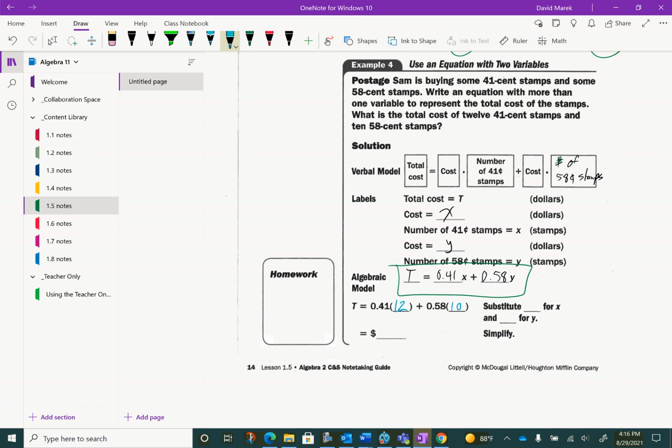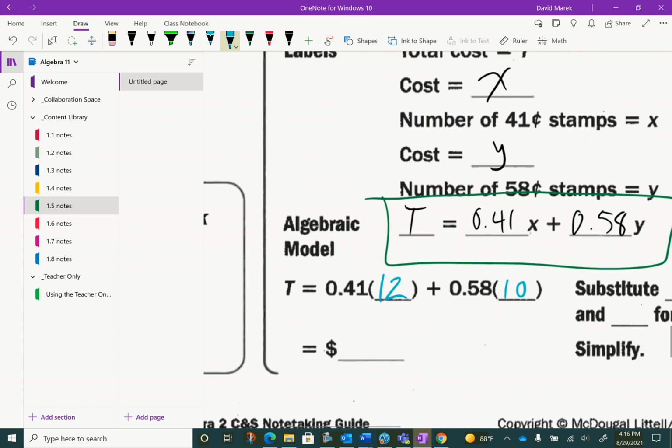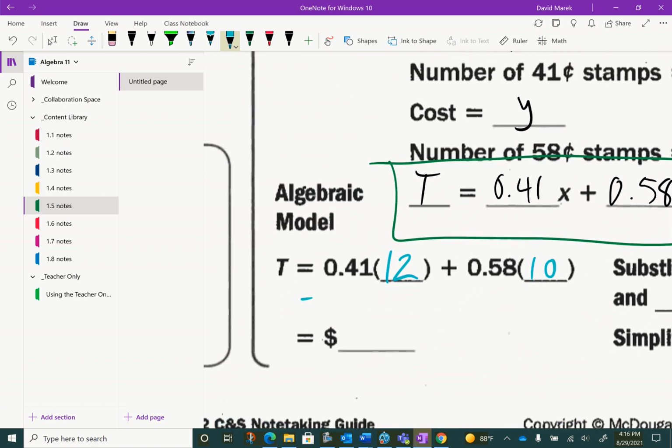Okay, so 0.41 times 12 stamps. I wish they gave me more room to write here. That's $4.92. And, well, hey, look at that. Multiplying by 10, don't even need a calculator for that. That's $5.80. So that's a total of $10.72.